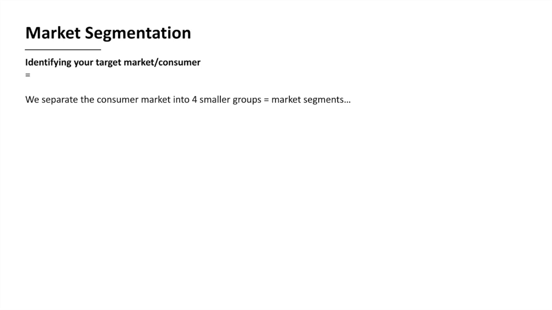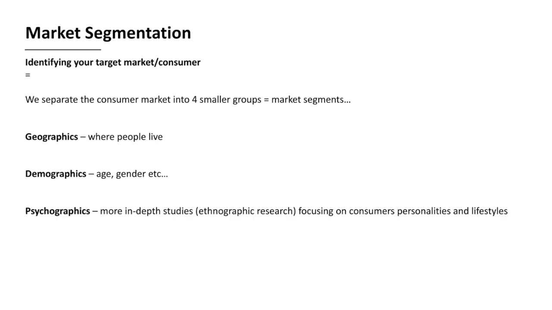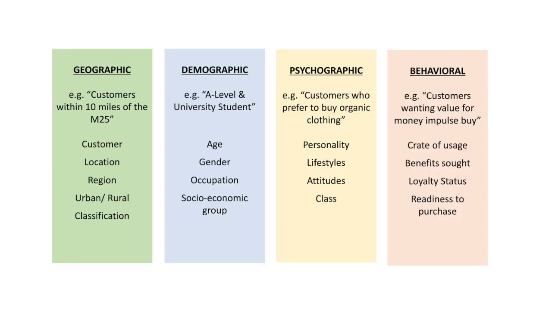So market segmentation, something else that we talk about in shop reporting and retailing in general, identifying your target market and consumer. We separate the consumer market into 4 smaller groups of market segments. Geographics, essentially where people live; demographics, relating to their age and gender; psychographics, which is a more in-depth study focusing on consumers' personalities, lifestyles and preferences; and behaviour, their opinions on products and services.